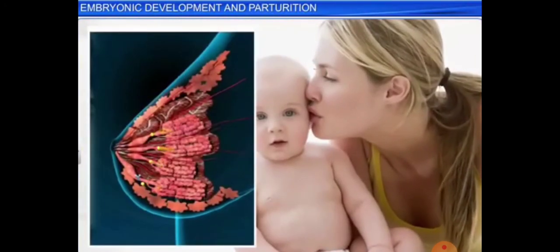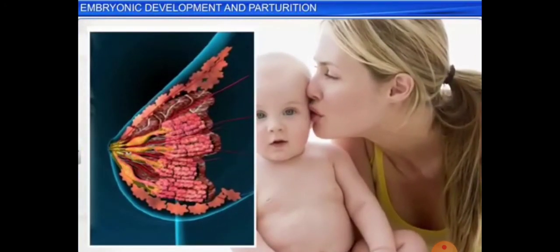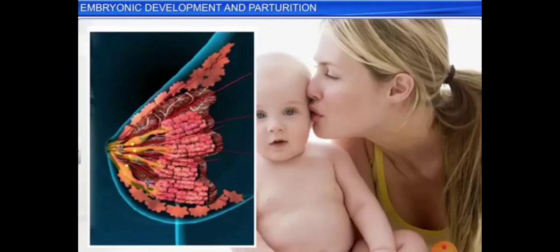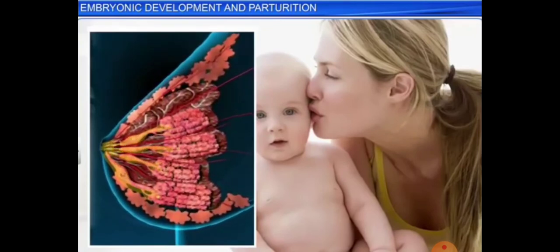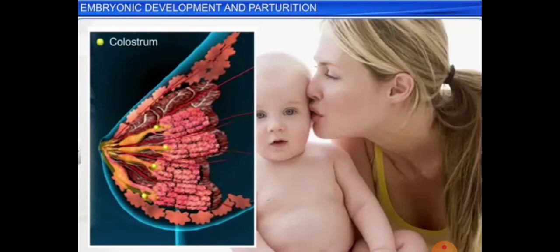Soon after birth, the baby needs to be breastfed by the mother as early as possible. This is because immediately after parturition, the mammary gland starts secreting colostrum, a form of milk that is rich in antibodies and improves the immune system of the baby.